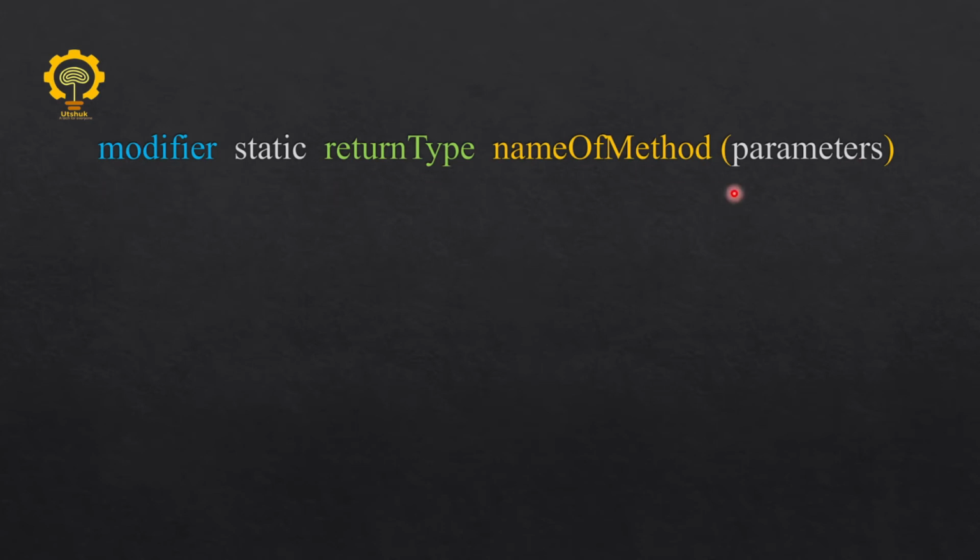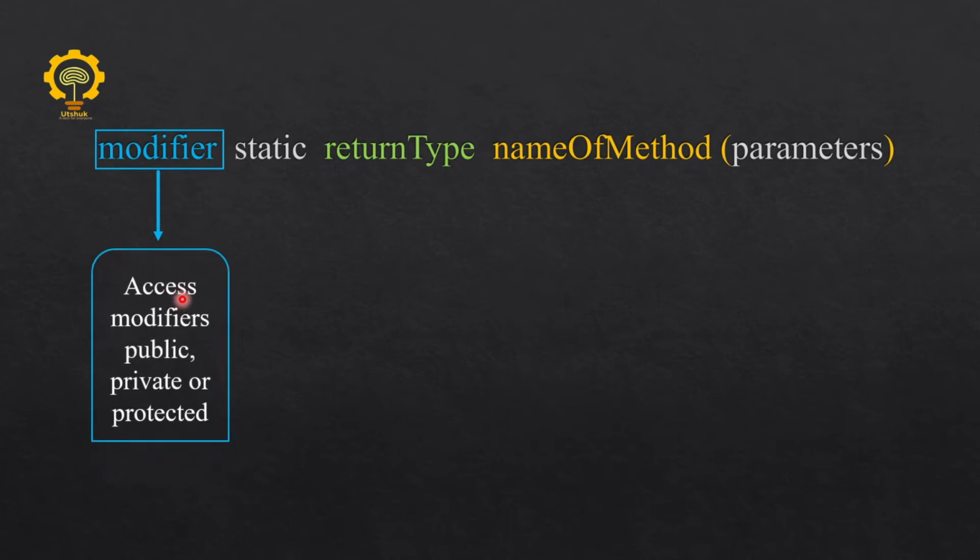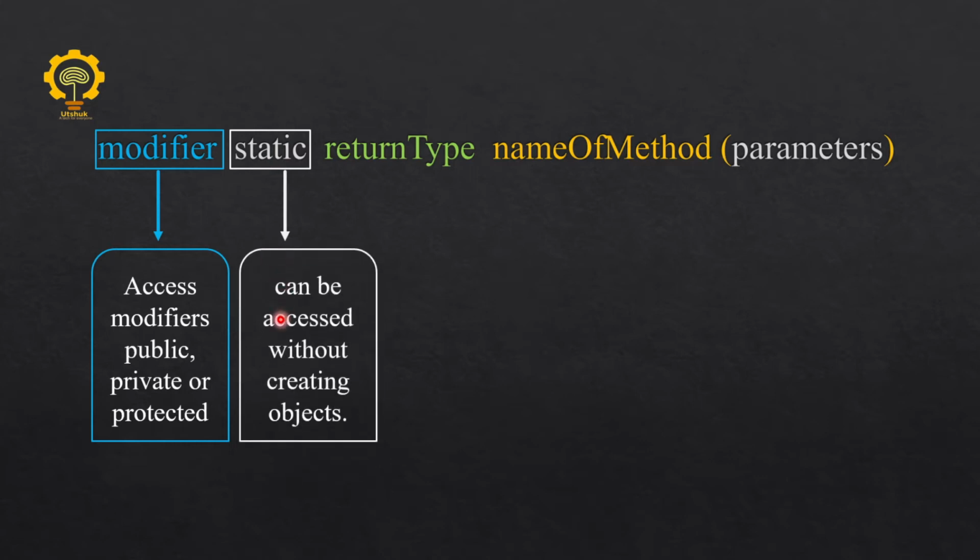This is the syntax for creating a method, and this one is the modifier. It is the access modifier and it can be public, private or protected. We're going to discuss access modifiers in detail in a later video when we discuss classes and objects. For now, it's enough to understand that the modifier simply means how the method is visible to other classes, like public, private or protected. Another one is static, a keyword which means that if we place static in a method, it can be accessed without creating objects.